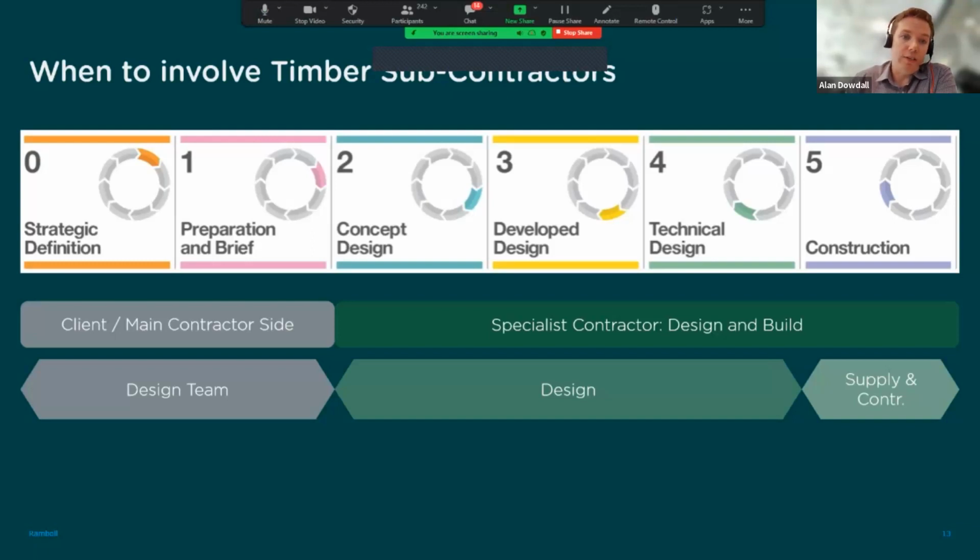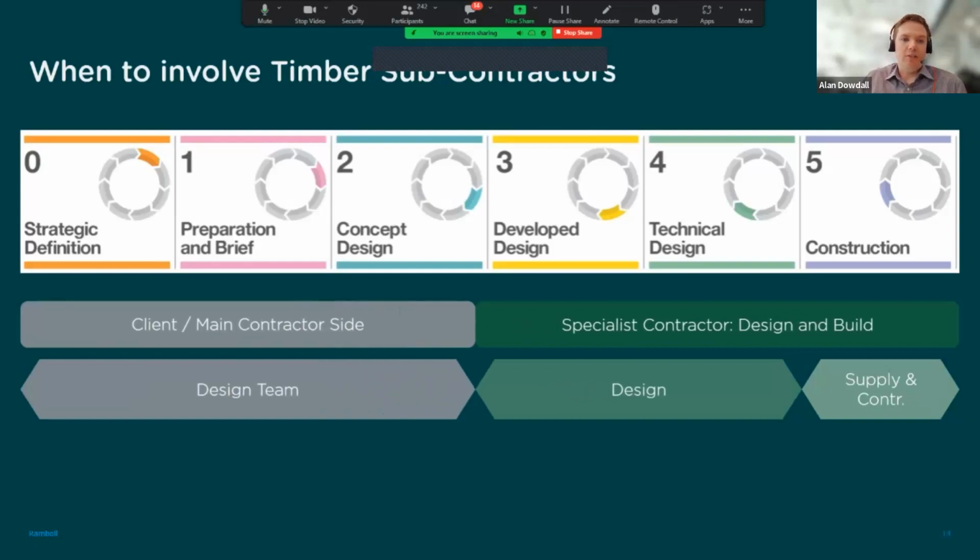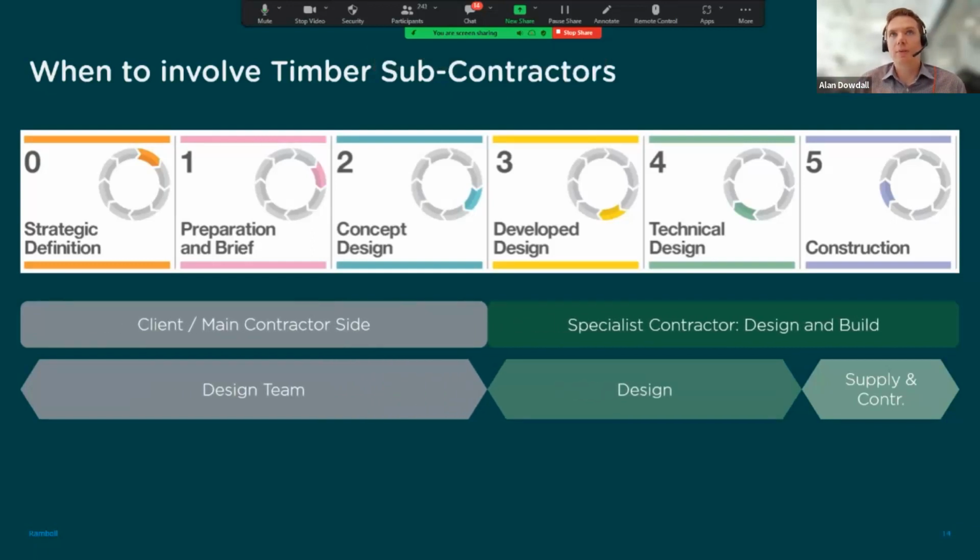But that's not always the case. Sometimes the preparation of the brief in the RIBA Stage 1 means that you won't know what type of building you want. If you want it to be timber, that may come until later down the stages, and that could be in the concept design, when you've fine-tuned that brief into a space and a frame that you want to have. And maybe that's when you have a specialist contractor.